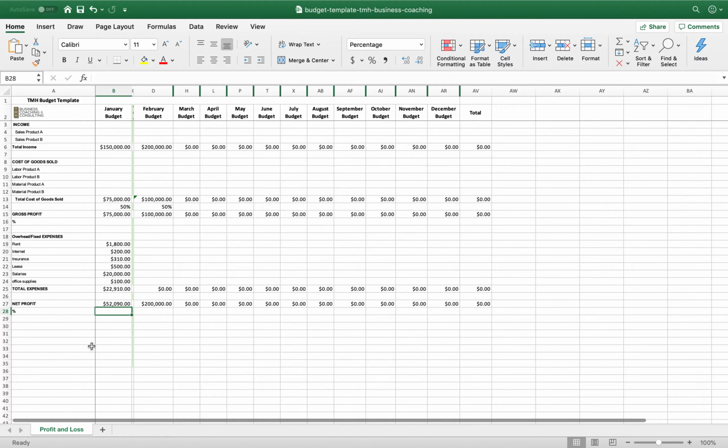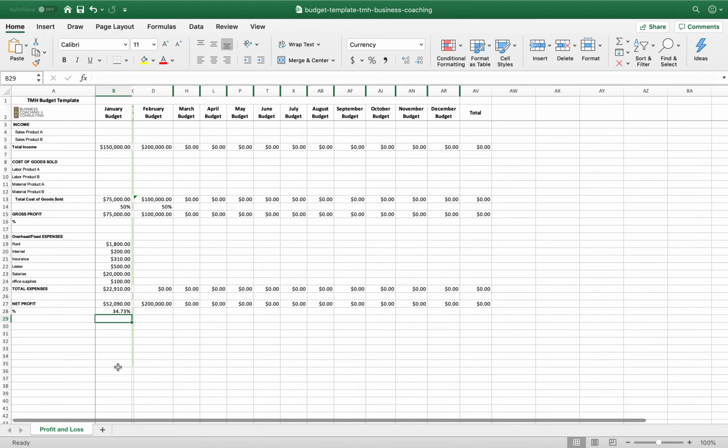So you can find net profit two ways. You can either take your total income, subtract your COGS, and subtract your total expenses, or you can just take your gross profit and subtract your total expenses. Now, $52,000 on $150,000 sales. To find the percentage of our net profit margin, we're going to divide this by this. 34.73% on the bottom line.